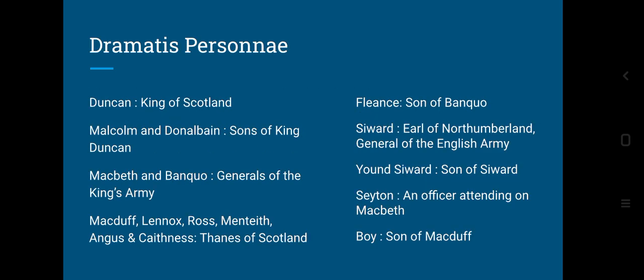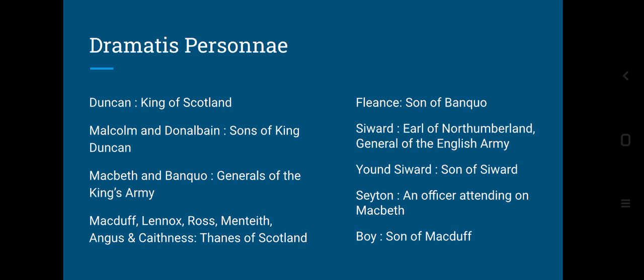Dramatis personae. Duncan, he will be the king of Scotland, the place where most of the scenes will take place. Malcolm and Donalbain are the sons of King Duncan. Macbeth and Banquo are the generals of the king's army. Then Macduff, Lennox, Ross, Menteith, Angus, and Caithness, all these are the thanes or noblemen of Scotland. Fleance is the son of Banquo. Banquo, you remember, we just talked about him. He was a general in the king's army.